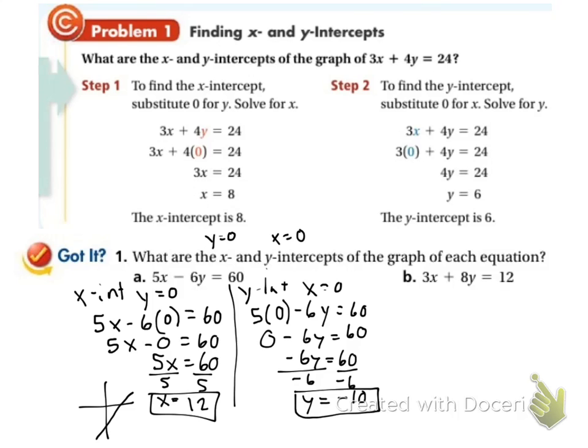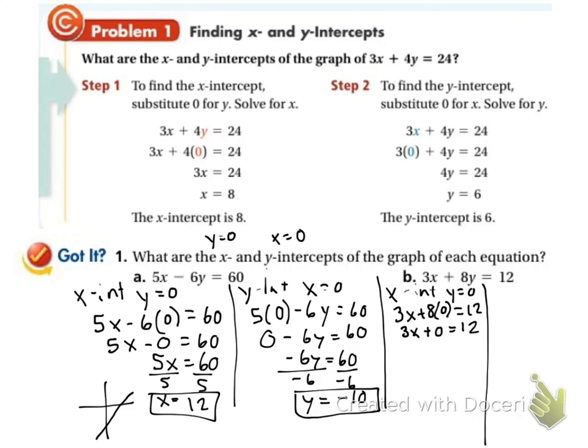Okay, let's do another one of those. So my x-intercept, let's see if I have enough room over here. My x-intercept is when y is equal to 0. So 3x plus 8 times 0 equals 12. So that's 3x plus 0 equals 12. So 3x is equal to 12, and when I divide both sides by 3, I get that x equals 4.